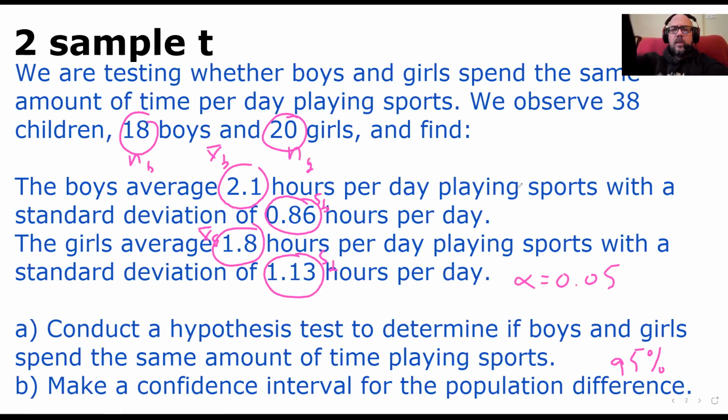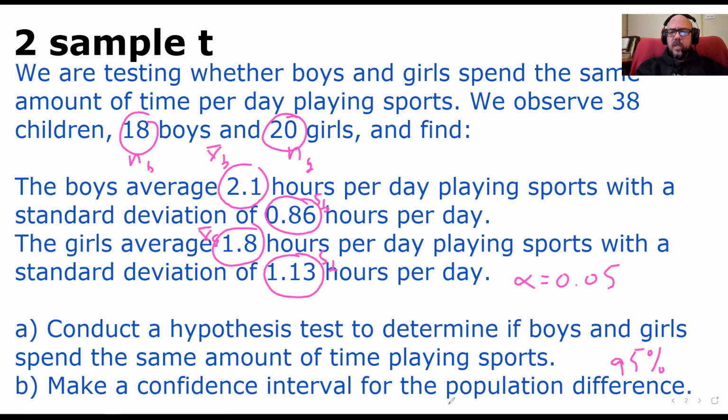So we have 2 different samples here, boys and girls, and we are testing to see whether boys and girls spend the same amount of time per day playing sports, or not. So we have 2 samples that we are comparing to each other, and we want to know about the difference in the relevant population means. So we've got 2 sample means, and we're going to use that to estimate the difference in the population means, or in the first case, determine whether that difference exists or not. And then in the confidence interval, we'll estimate the difference.